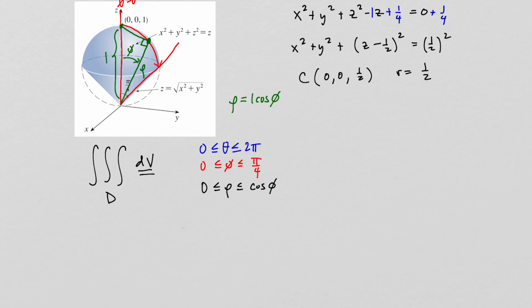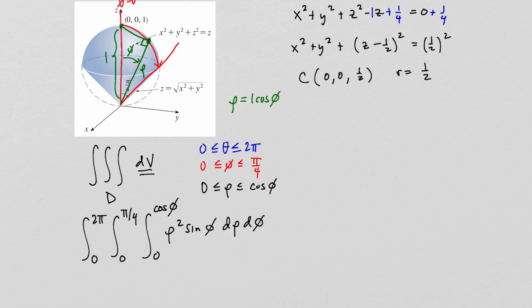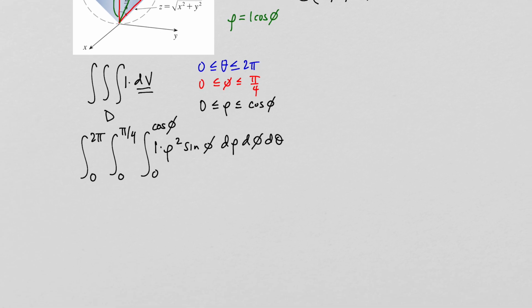So now this triple integral becomes the integral from 0 to 2 pi, the integral from 0 to pi over 4, the integral from 0 to cosine of phi of dV, which is rho squared sine of phi d rho d phi d theta. Our function here is just the function 1, so that doesn't change. All right, now let's integrate this with respect to rho. So I'm just looking at this part of the integral.